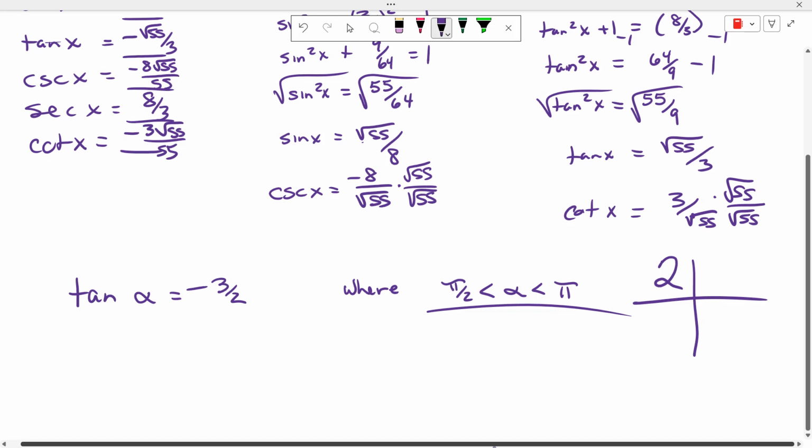Okay? Because over in quadrant 1, cosine is positive, sine is positive, tangent is positive. In quadrant 2, cosine is negative, sine is positive, which makes tangent negative. In quadrant 3, cosine is negative, sine is negative, tangent is positive. In quadrant 4, cosine is positive, sine is negative, which makes tangent negative. Because tangent is sine over cosine. So if you got a negative divided by negative, it's positive. Positive divided by negative is a negative, and so on.